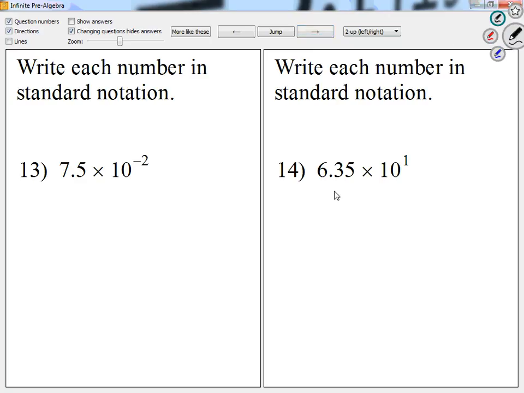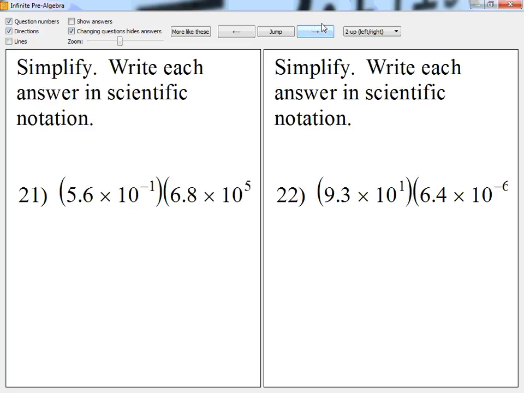All right, 6.35 times 10 to the positive 1. So move the decimal 1 place to the right because it's a positive. What do you guys get? 63.5. So any questions up until 20? All right, from questions 11 through 20, there's going to be 5 of those as well. So far not bad, pretty simple.